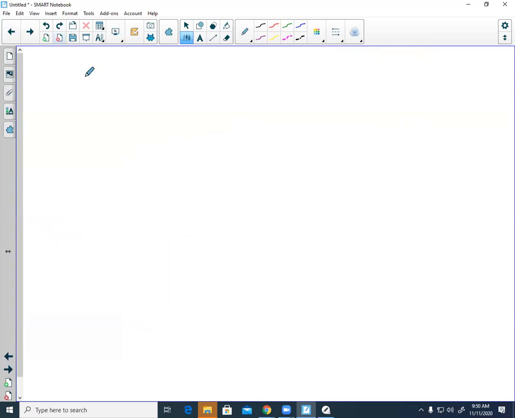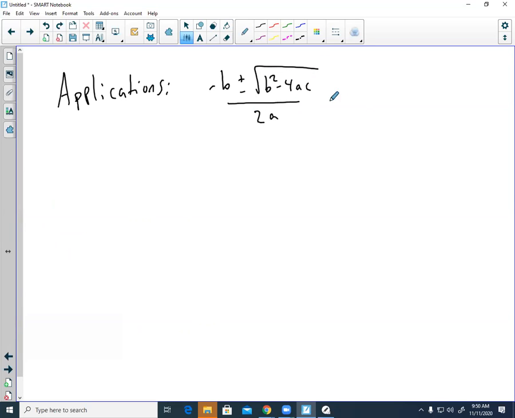So now what we're going to do is we're going to get into applications. And this is applications of something called the discriminant. So our whole quadratic formula looks like this. This thing right here is called the discriminant. So that thing right there is called the discriminant.